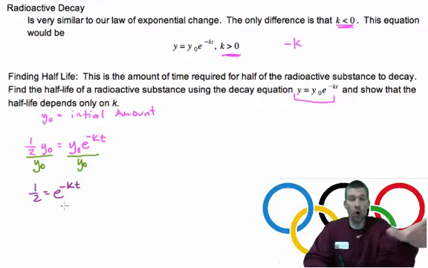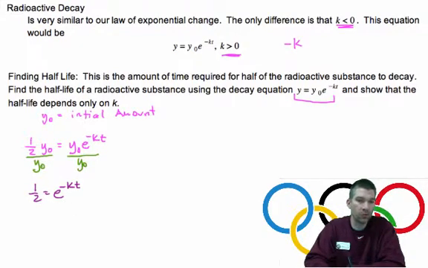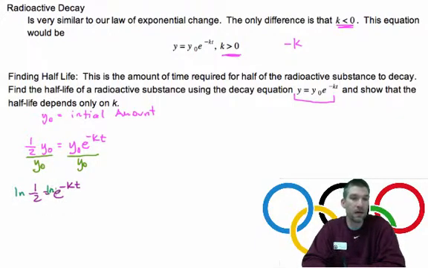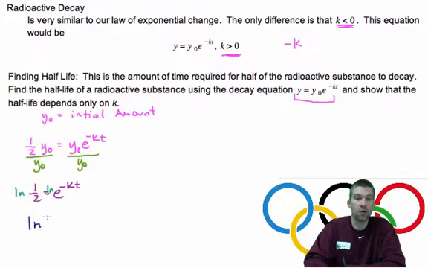But I've got this whole exponential issue going on. So one of the cool tricks that we can use is you can take a natural log of both sides. When I take a natural log of e, it undoes itself and leaves me with just kt. When I take the natural log of 1/2, I get natural log of 1/2. So natural log of 1/2 is equal to negative kt. That's not too bad.